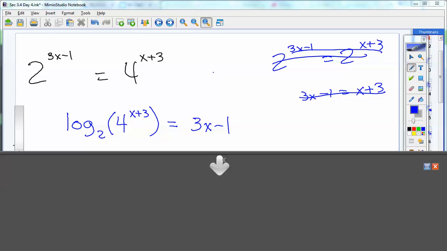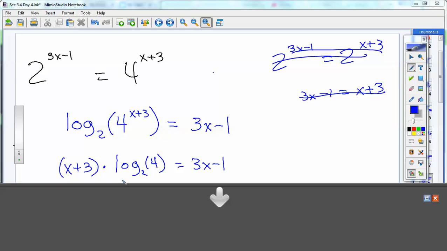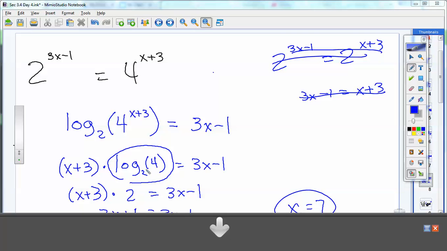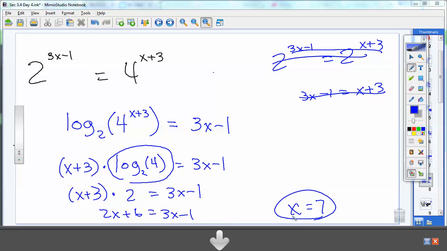Now, what can I do with this x plus 3? Bring it down front, right? That's the whole point. So I can bring that down front now, like that. Now, what is that equal to right there? 2. That's 2, right? We just got to doing those, right? Log of 4 base 2, that's 2 raised to the what? 2 raised to the 2. So that is 2. Okay, so now I can just replace that with a 2. Then I can distribute 2x plus 6 equals 3x minus 1 and get x equals 7. So 3 different ways there really to come up with it.